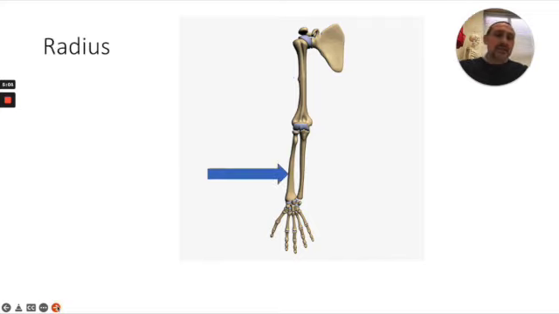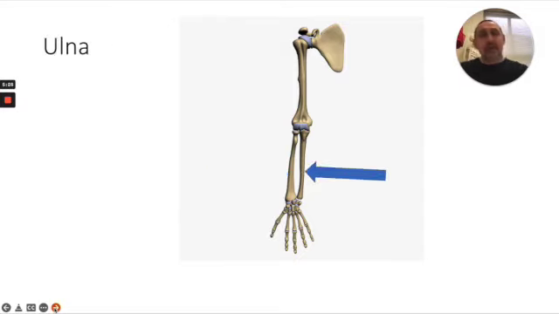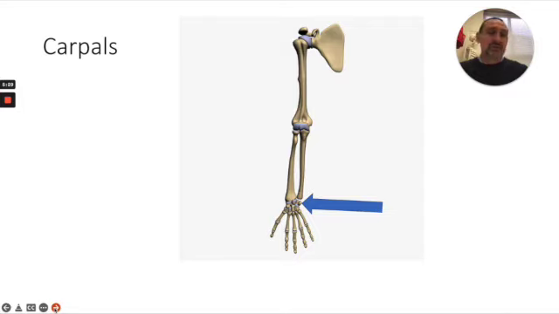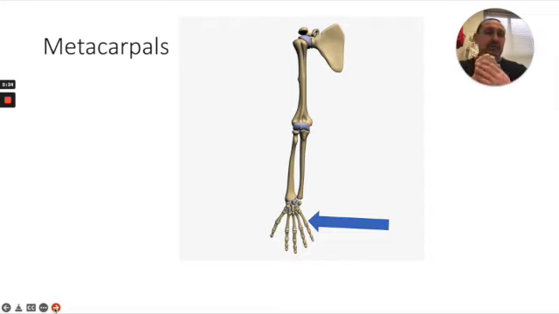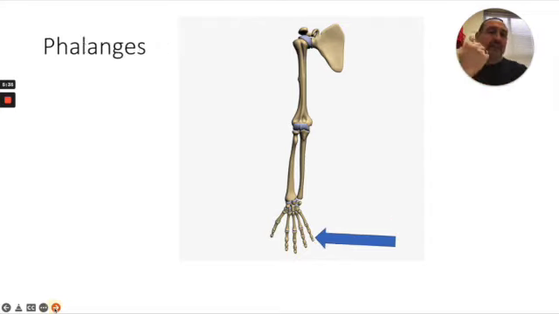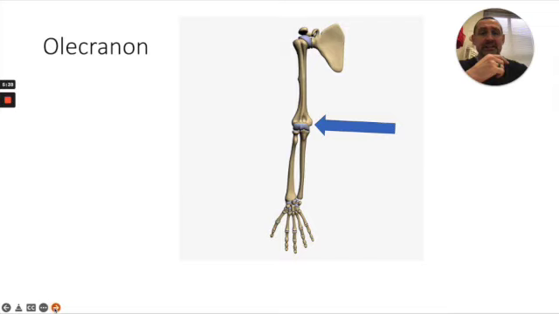On the thumb side is your radius. On the pinky side is your ulna. Notice that little wheel at the top of the radius. It allows it to rotate. So think rotating radius, ulna on the pinky side, UP, spells up. So ulna to pinky side. Your wrist bones are your carpals. That's what you use to pull your car out of a ditch. Your fist bones are your metacarpals, and your finger bones are phalanges.